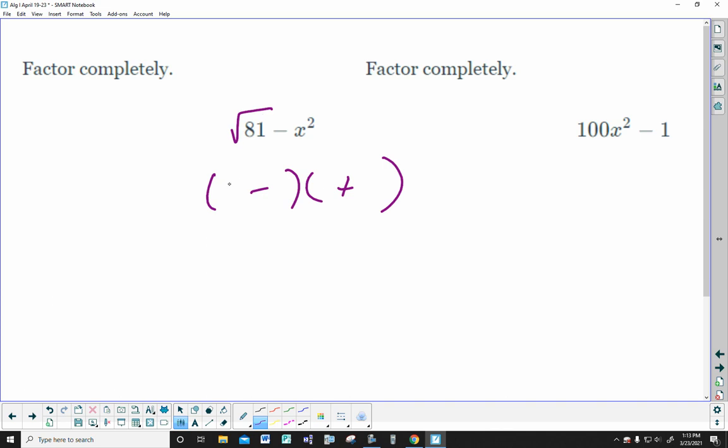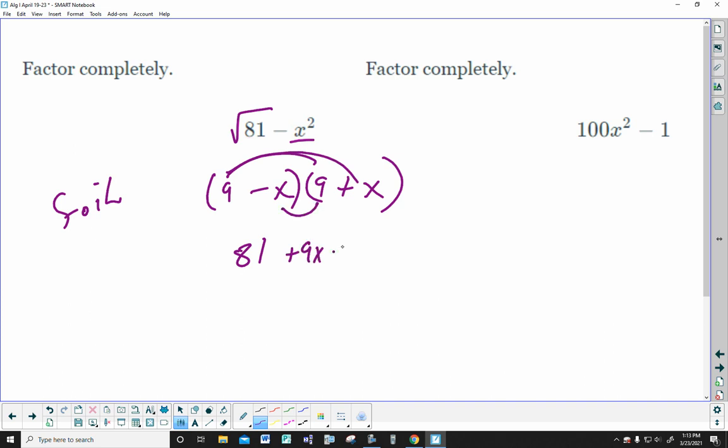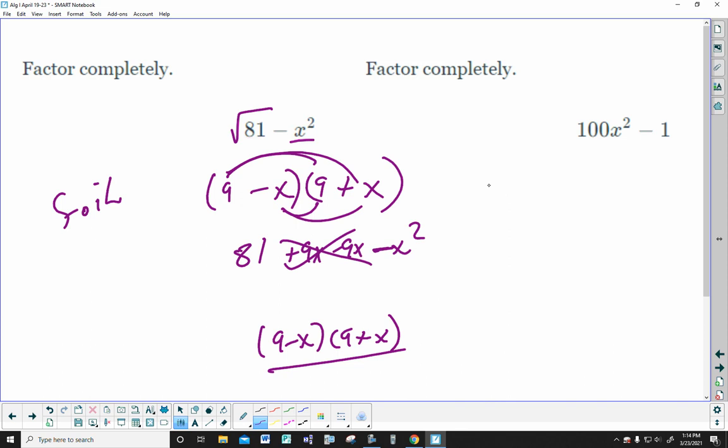Square root the first thing, 9 and 9. It has to go in both. Square root the second thing, x, x. And if you don't believe me, FOIL this thing. First, outside, inside, last. The middles cancel out, and you're left with 81 minus x squared. There it is, right there. So, 9 minus x, 9 plus x is your final answer.